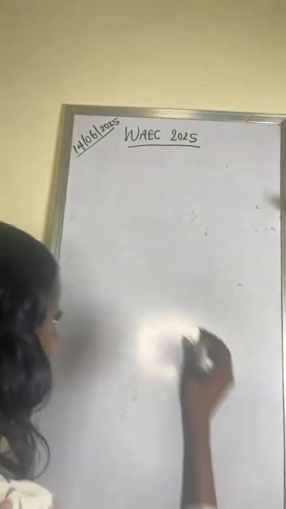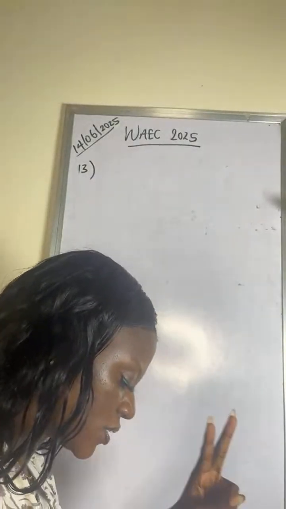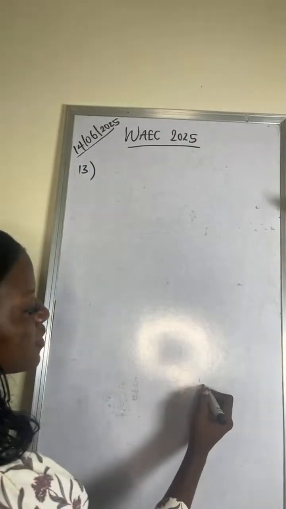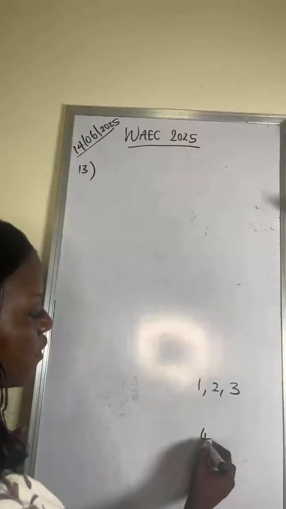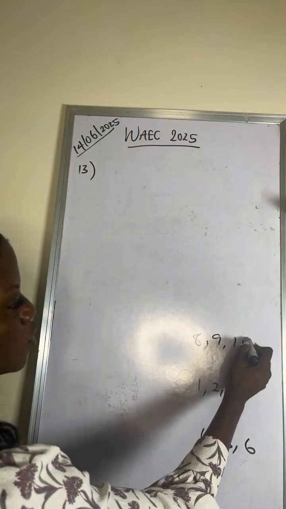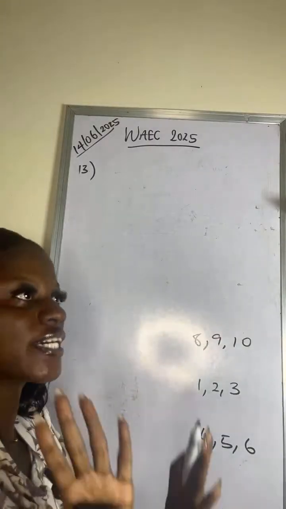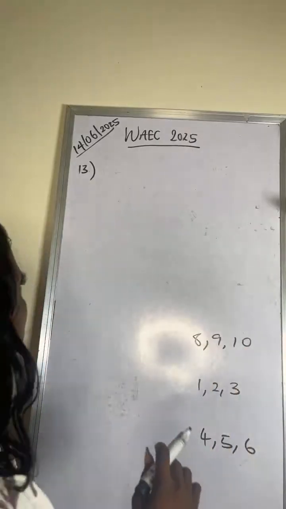Okay, so yes, I like questions like this. Number 13 says the sum of 3 consecutive numbers. When we say consecutive numbers, we mean numbers that follow each other, right? So 1, 2, 3, or say 4, 5, 6, or 8, 9, 10. So you check what is common about this. Whenever you see consecutive numbers, just numbers that follow themselves, right?